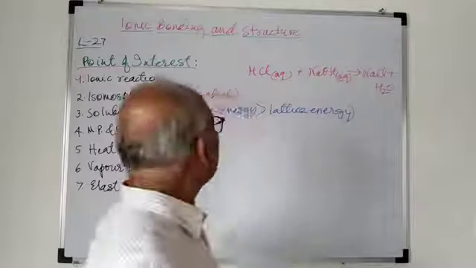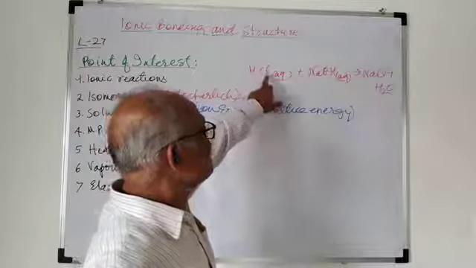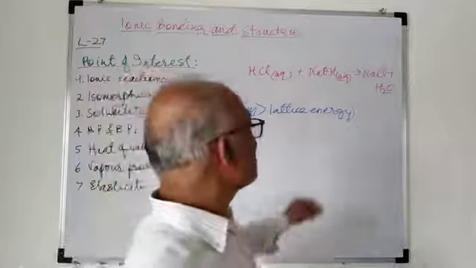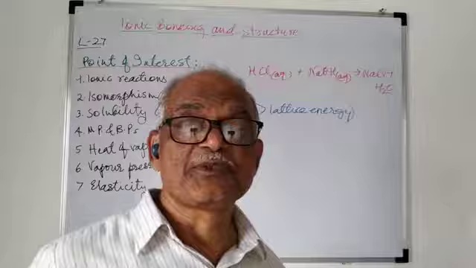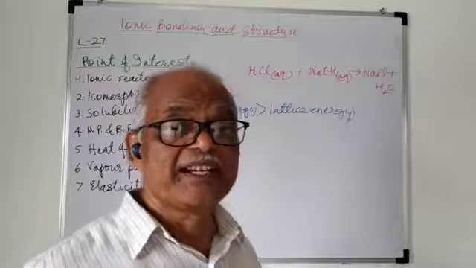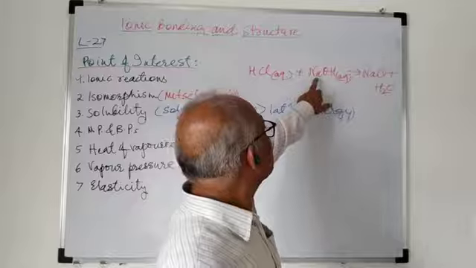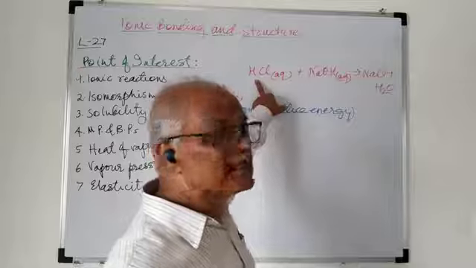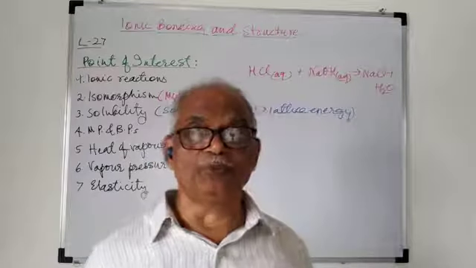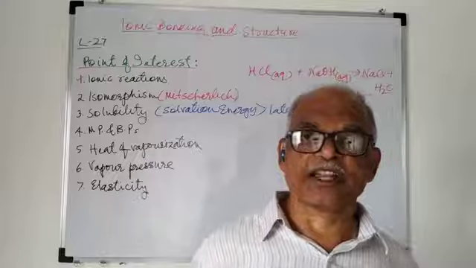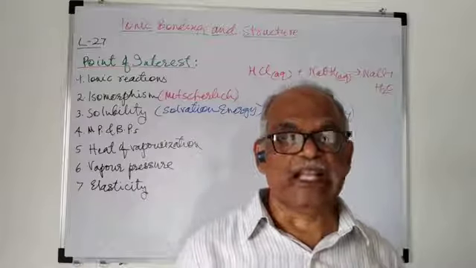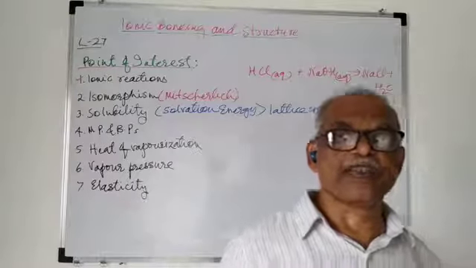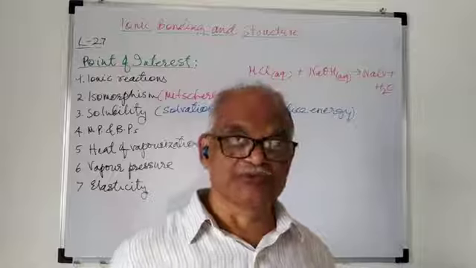Here the HCl is ionized into H plus and Cl minus. NaOH also gets ionized into Na plus and OH minus. And in such aqueous solution, the Na plus reacts with Cl minus and gives NaCl, whereas the OH minus reacts with the H plus and gives H2O. So there are a number of such reactions which can be carried out in aqueous solution, and they show the existence of ionic solid in the form of ions.